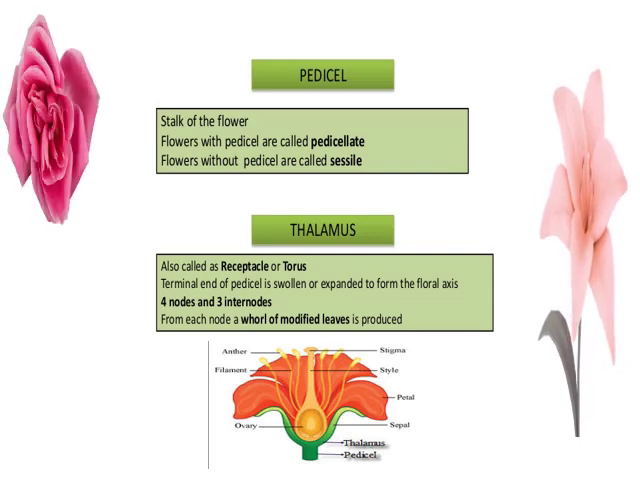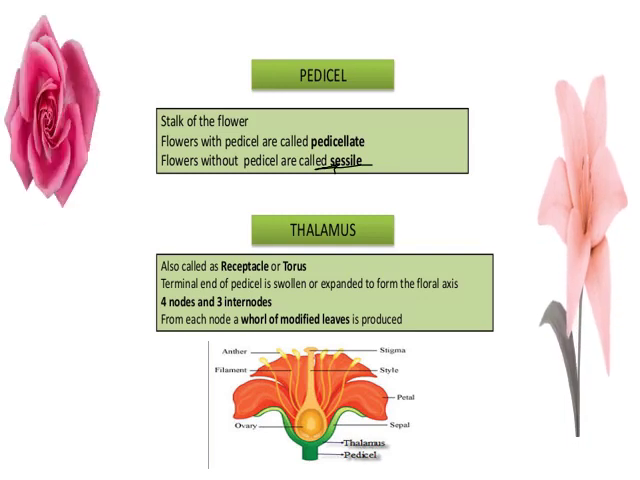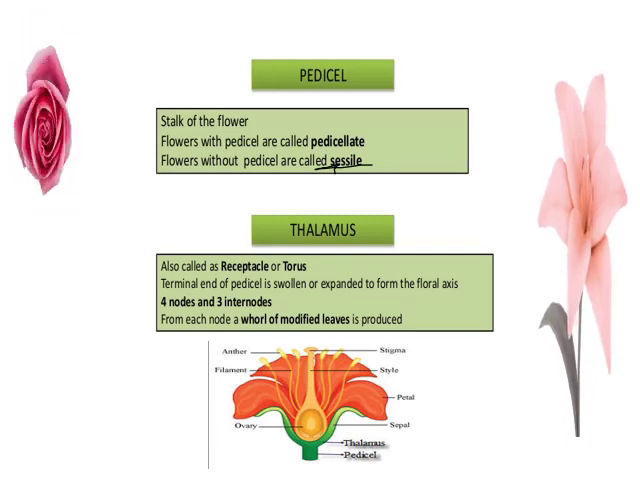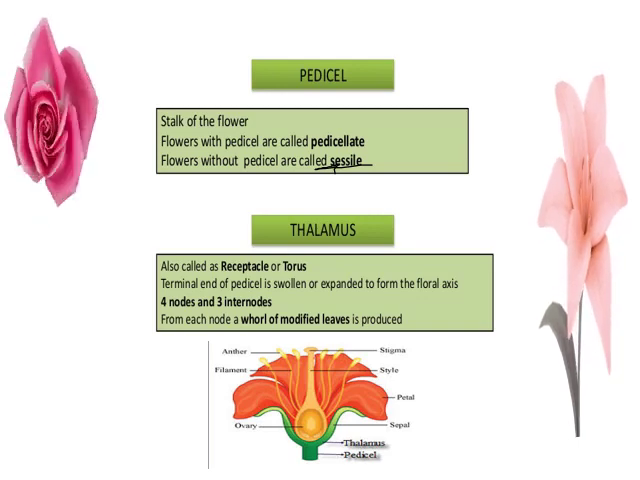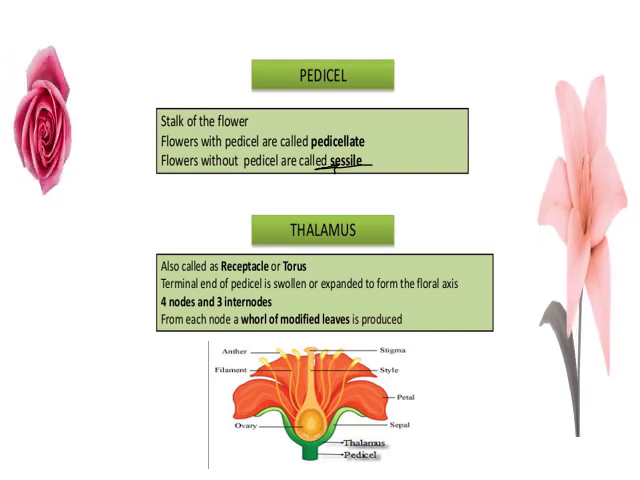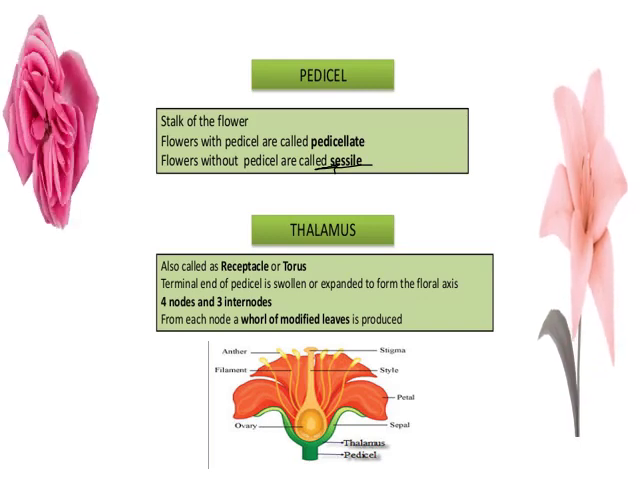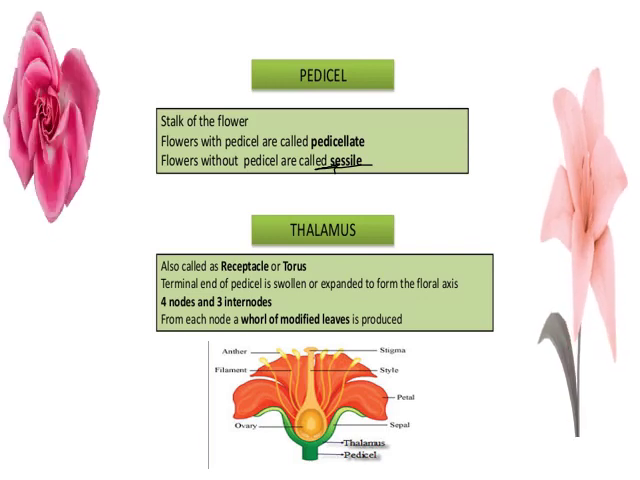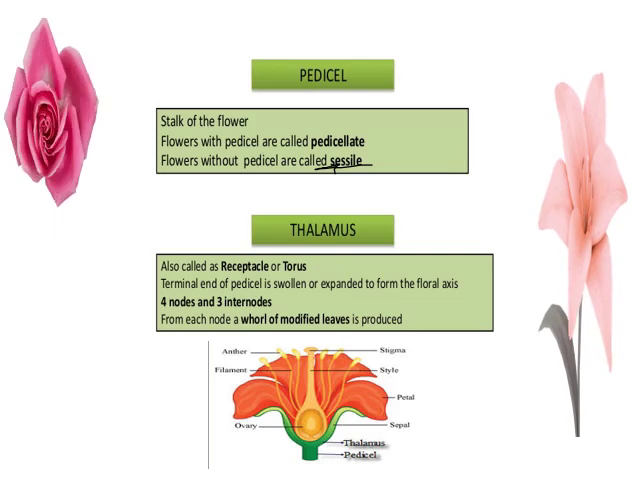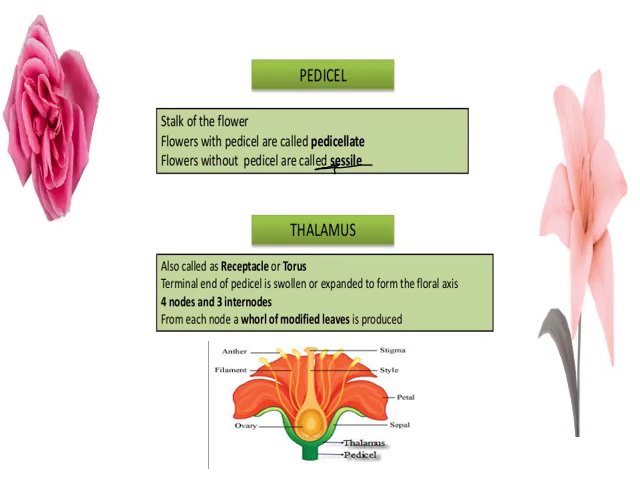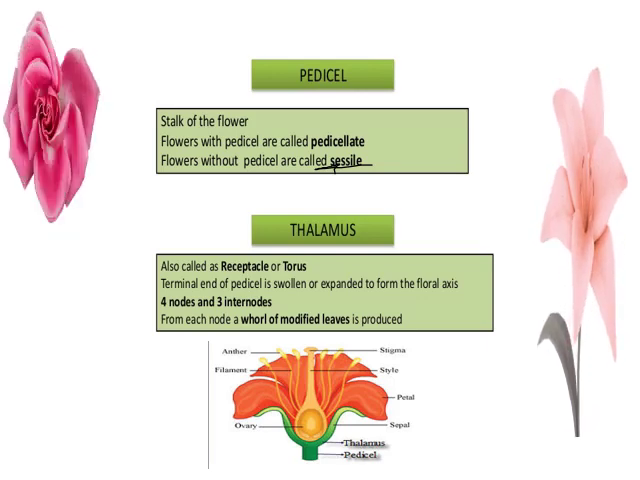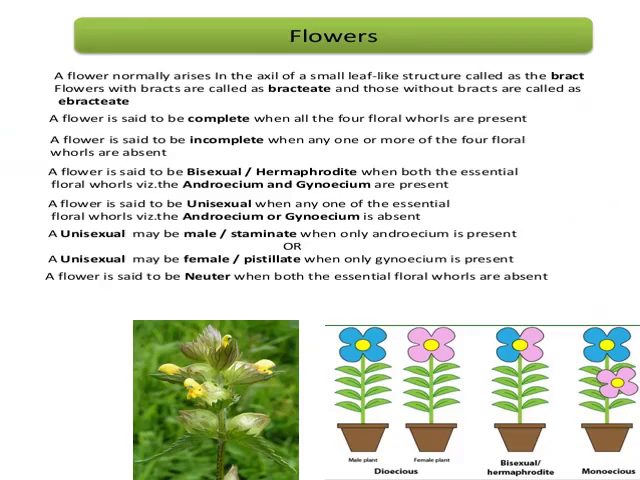The next one is thalamus, also called the receptacle or torus of the flower. The terminal end of the pedicel is swollen or expanded to form the flower axis. So it has 4 nodes or 3 internodes. At each node, a whorl of modified leaves is produced that becomes converted into sepals, petals, stamens and carpels. So simply we have the flower.